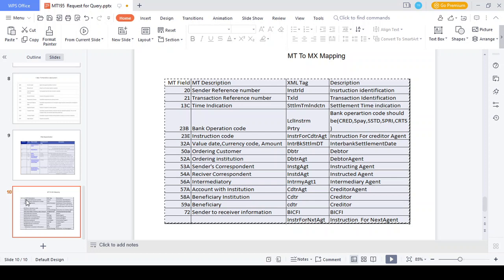53A sender's correspondent is instructing agent. 54A receiver's correspondent is instructed agent. 56A intermediate agent. 57A account with institution is creditor agent. 58A beneficiary institution is creditor. 59A beneficiary is creditor. Sender to receiver information: you can see who the sender is, and extra information should be provided in this field.